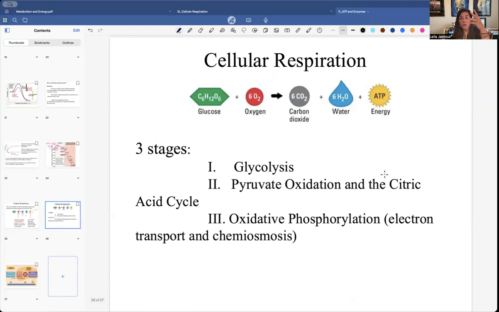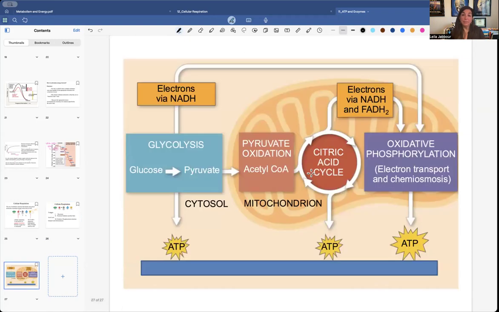So the three stages are glycolysis, pyruvate oxidation, and the citric acid cycle combined. That's the two. And then the third one, which is the first time I'm mentioning in this lecture, is oxidative phosphorylation. That's what it's called, and it's at the inner membrane of the mitochondrion. So these three stages are the focus of the next chapter that I'm going to get into. It's not an easy chapter, but I hope I'll explain it as clearly as possible. This is the big picture. You're going to have to know more than that, especially at the end of the next chapter.